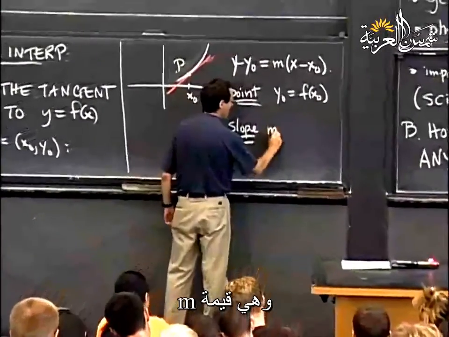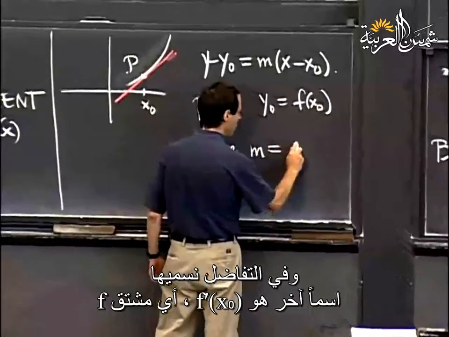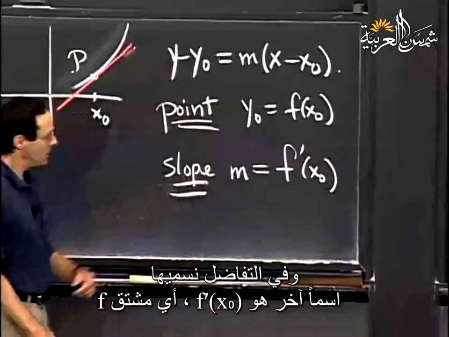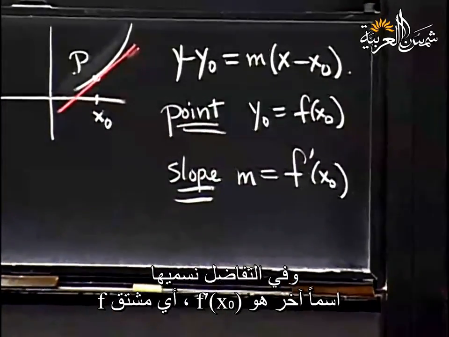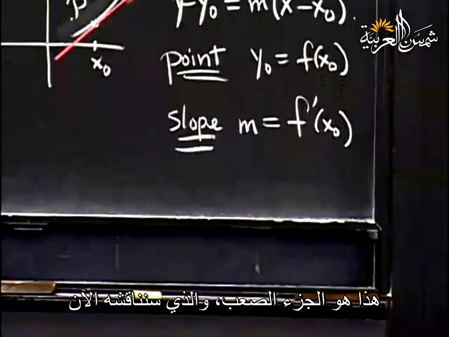And that's this number m. And in calculus, we have another name for it. We call it f prime of x0, namely the derivative of f. So that's the calculus part, that's the tricky part, and that's the part that we have to discuss now.